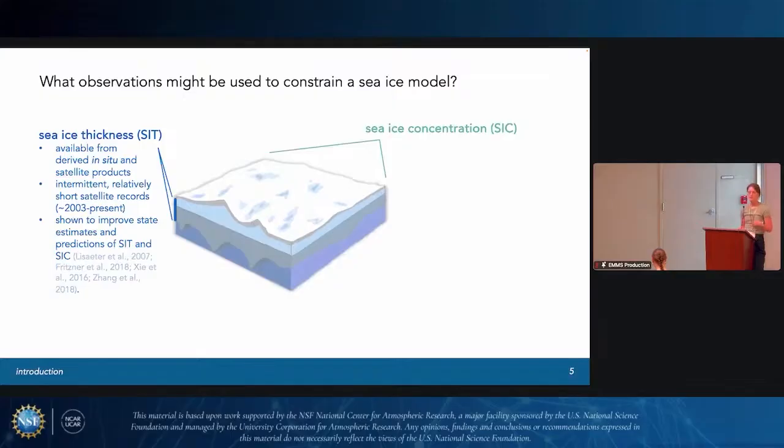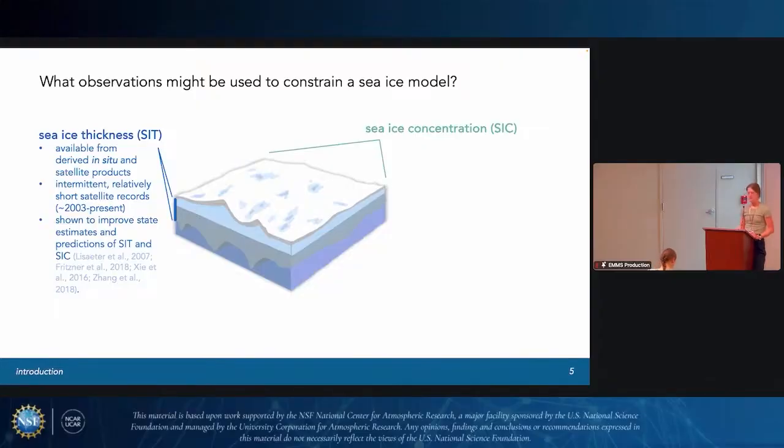For sea ice thickness, we do have some available observations, but if they are temporally available over long periods of time, they're often very spatially limited, thinking like in situ buoy moorings, for example. Whereas if they're more spatially available, thinking from remote sensing, then they often have much shorter temporal range. This is a bit of a bummer, given that more idealized studies have illustrated that assimilating thickness observations does actually improve our estimates of the sea ice state, both in terms of thickness and concentration.